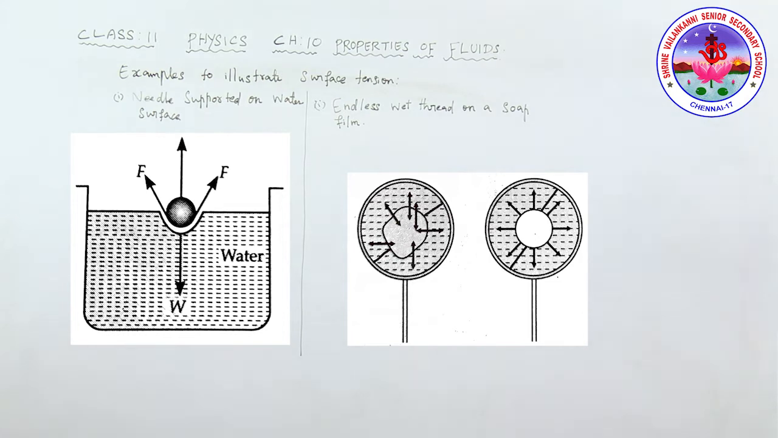This is because, for a given length, a circle has the maximum surface area, and so the outer liquid film tries to occupy the minimum possible area, like a stretched elastic membrane. As we said, the free surface of a liquid at rest behaves like an elastic stretched membrane.